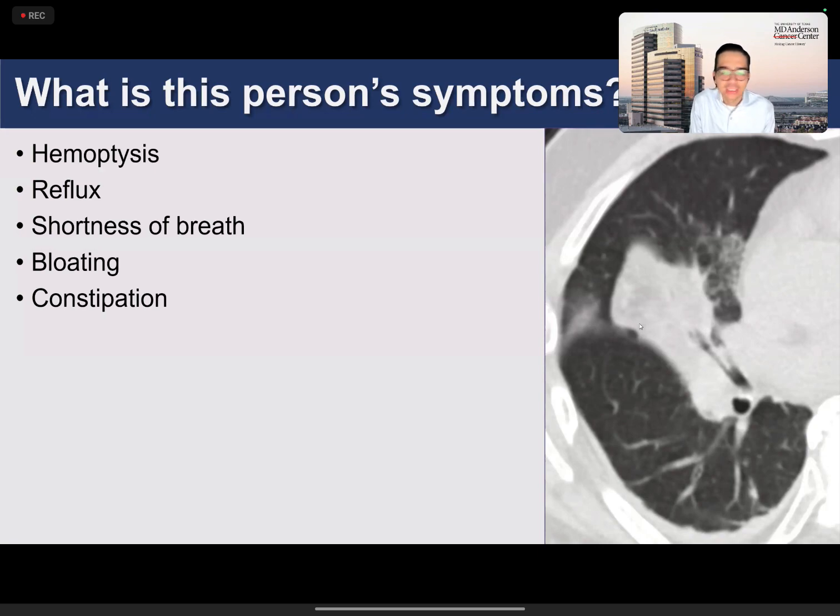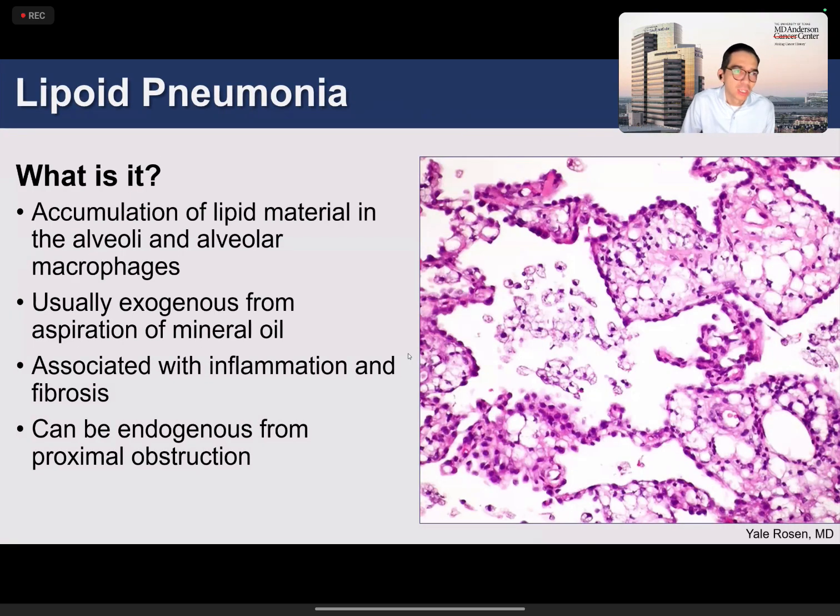And what can happen is that mineral oil can coat the back of your lungs. So even if you don't frankly aspirate, if you take it before you go to sleep, it coats the back of your throat, and you lie down and go to sleep, and you silently aspirate little bits at a time. Many people with chronic constipation take mineral oil every night. And so after a long time, it can collect in the lungs.